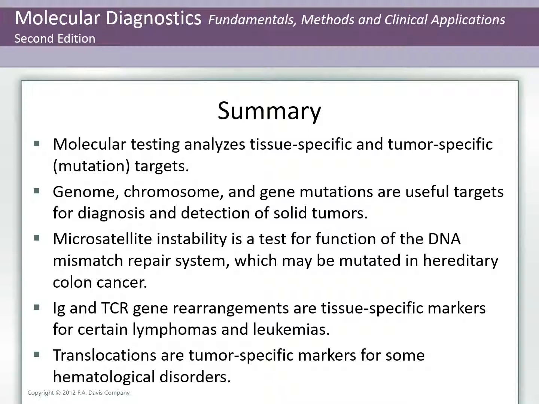So, in summary, we covered in this chapter that molecular testing analyzes tissue-specific and tumor-specific targets. Genome, chromosome, and gene mutations are useful targets for diagnosis and detection of solid tumors. Microsatellite instability is a test for function of the DNA mismatch repair system, which may be mutated in hereditary colon cancer. Immunoglobulin and T-cell receptor gene rearrangements are tissue-specific markers for certain lymphomas and leukemias. And translocations are tumor-specific markers for some hematological disorders and malignancies.